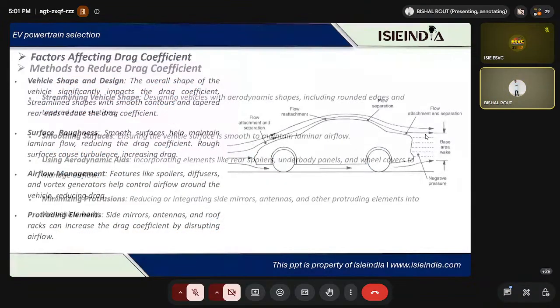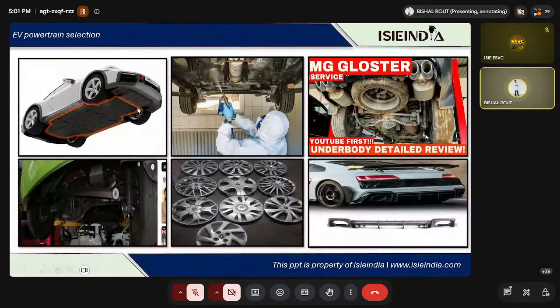Fine. So these are the factors. And again, if you have an IC engine vehicle, naturally they will have a higher drag coefficient. Why? Because from the bottom of an IC engine vehicle, you will find a lot of components, right? So these components will ultimately increase the drag coefficient of a vehicle, because the air will take a harder time to pass through it.